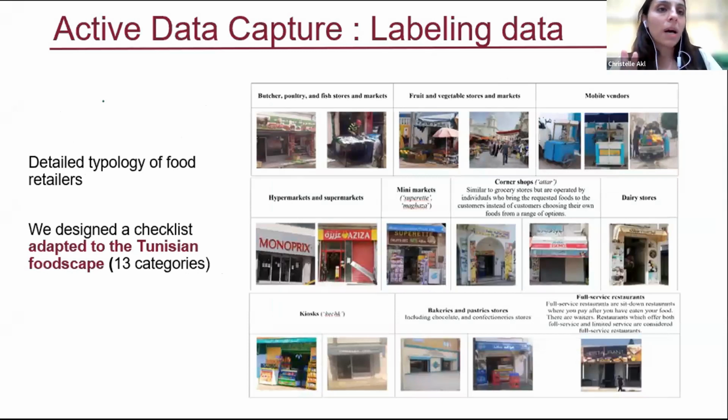Now, when I talked about this context-specific checklist, it's important to mention that due to the lack of cross-context equivalence regarding the construct of food retailers, we designed a checklist that was adapted to the Tunisian foodscape after extensive discussion with experts from the country. And this is an example of this checklist, which included 13 categories.